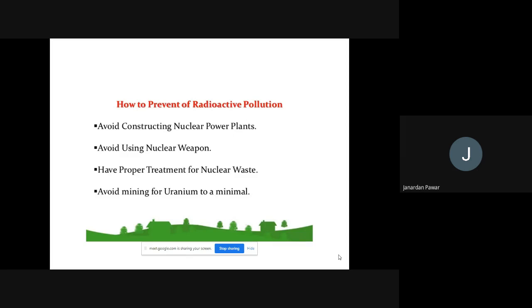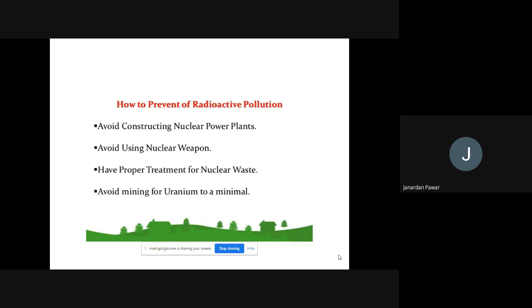The first one is avoid constructing nuclear power plants. So it should be avoided. As far as prevention of radioactive pollution is concerned, we should avoid constructing nuclear power plants, which are there for creating nuclear energy. So instead of going for nuclear energy, we should try another option for getting the energy.